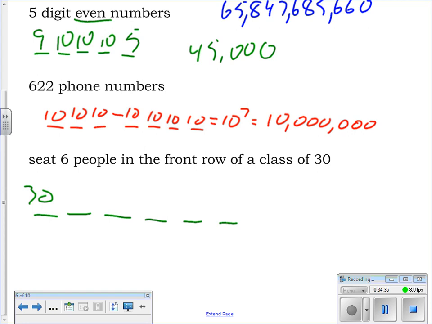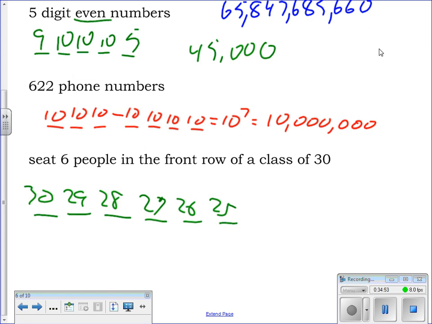26. Okay, do that. 29 times 28 times 27 times 26 times 25. Okay, one kid's gone. I got 29 left to sit down. Two kids are gone. I got 28 left to fill the seat, and so on. That's what that is.